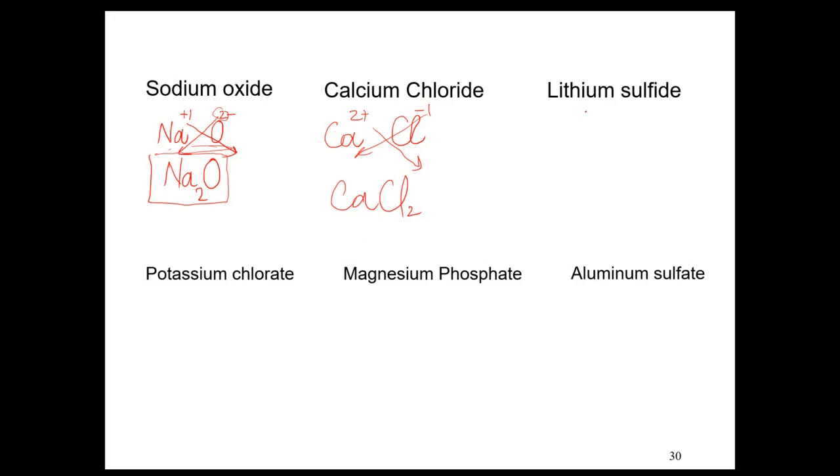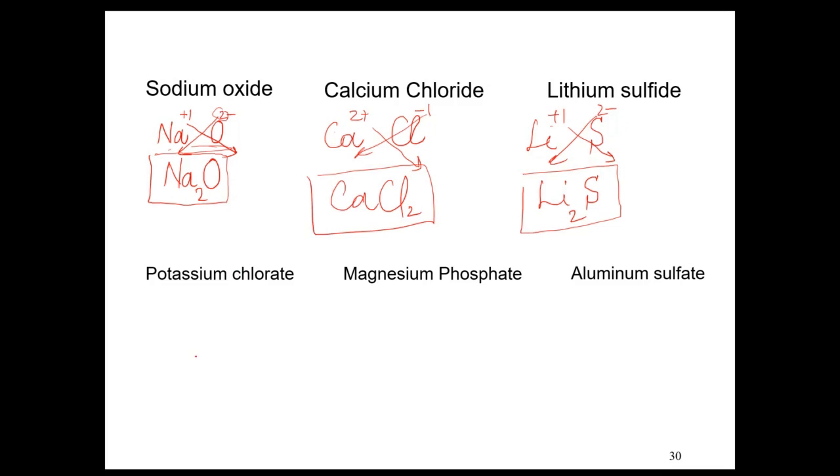Just numbers. Okay, lithium sulfide. Li +1 and sulfur S -2. Group number 6. 2 comes here, 1 comes here. So Li2S1, 1 we shall not write. So Li2S is the right formula. Any question? Okay friends, now our next example.